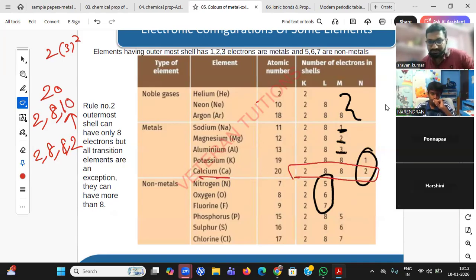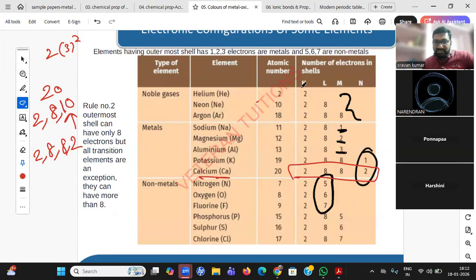Sir, can you show again how to use the 2n square formula? Okay, the 2n square formula. You see, this is the first shell, K, its value is 1, then 2, then 3, then 4. In the K shell, using the 2n square formula, what is the n value, beta? 1. 2 into 1 square, 2. That's the reason the K shell can hold only 2 electrons.